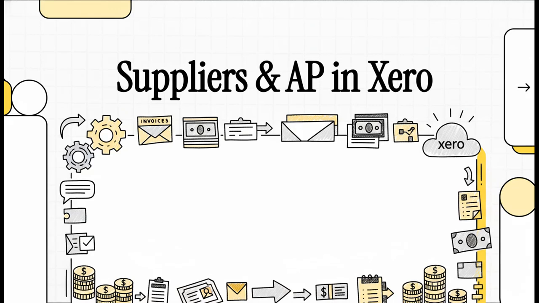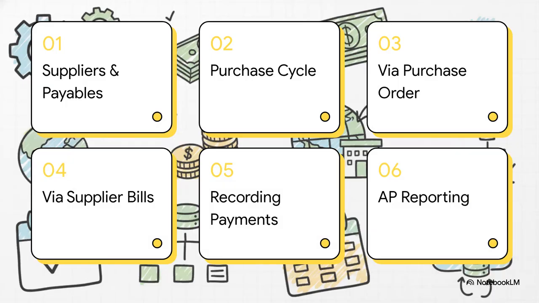In this briefing, we will provide a procedural overview for managing suppliers and accounts payable within the Xero accounting platform. We will follow a specific case study to demonstrate the practical application of these functions. Our agenda is structured into 6 sections. We begin with the initial setup of suppliers and their credit terms, move through the various methods of recording purchases, and conclude with payment reconciliation and financial reporting.